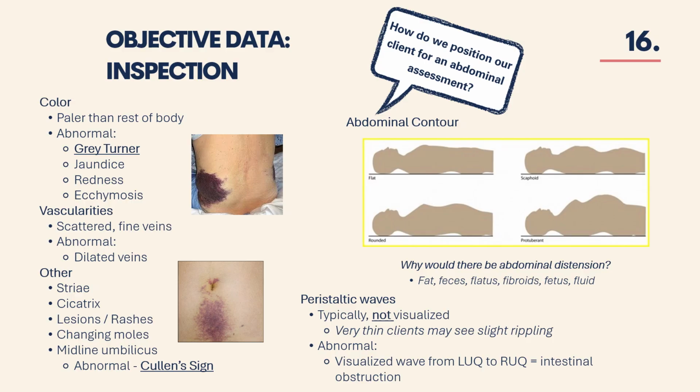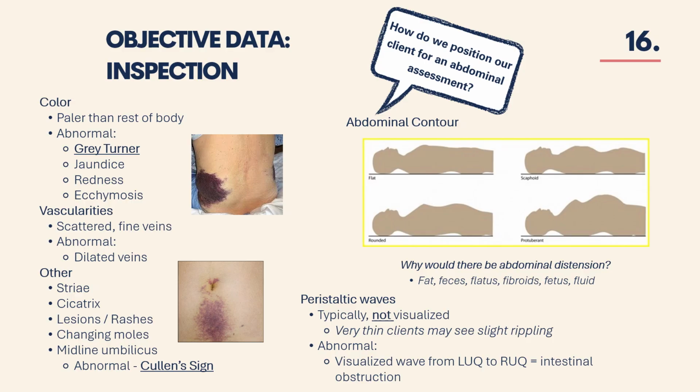Then you have Cullen sign. So that's where you have this ecchymosis or bruising, but it's around your belly button. And that's that bottom image. It's right below that belly button. Again, these are indications of acute pancreatitis or some type of bleed that is occurring in the abdomen.